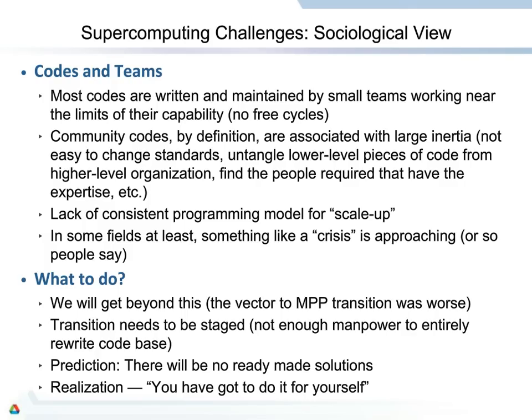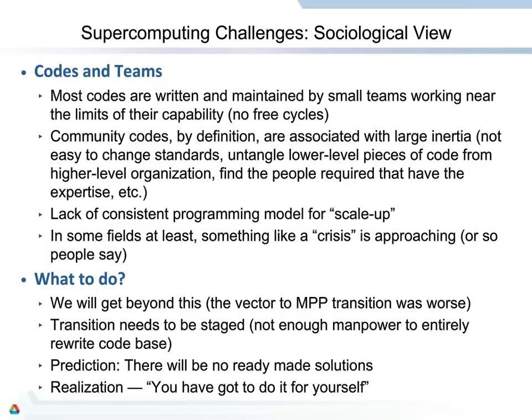So we will get beyond this, and we already have one example in our past history of doing this, which was the transition from vector supercomputers to massively parallel systems. Initially in many fields, there was this doom and gloom that, oh no, this will be a disaster, we will not be able to do it. But in a few years, the transition did actually happen.